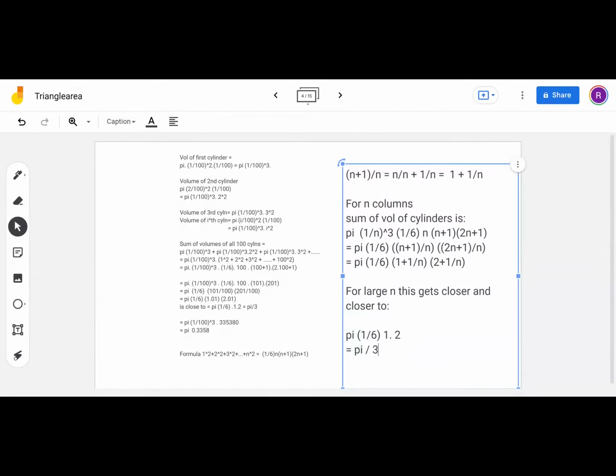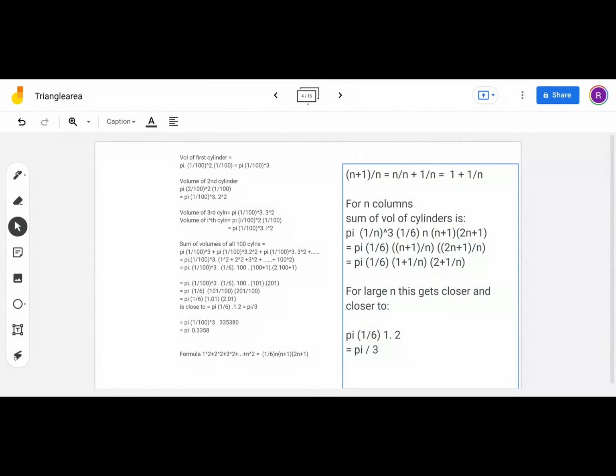This 1 plus 1 over n, if n gets larger and larger, will become very, very close to 1. If n is 100, it is 1.01. If n is a million, it is 1.000001. If it is a billion, it is 1.000000001. So when you make lots and lots of small cylinders, this will become very close to 1, and this will become very close to 2. And that's how we get pi into 1/6 into 1 into 2, which is pi by 3.